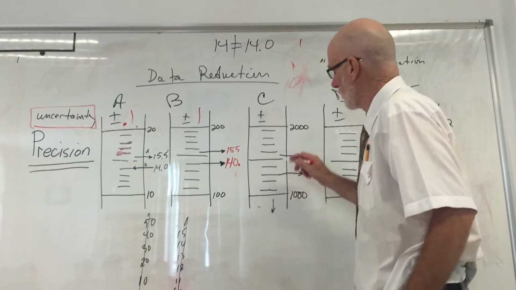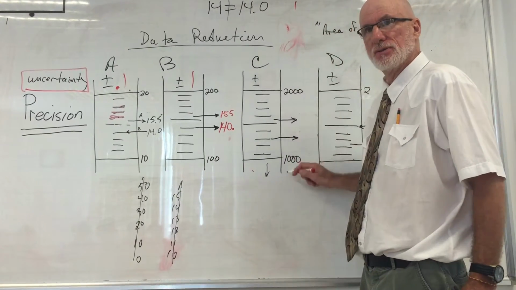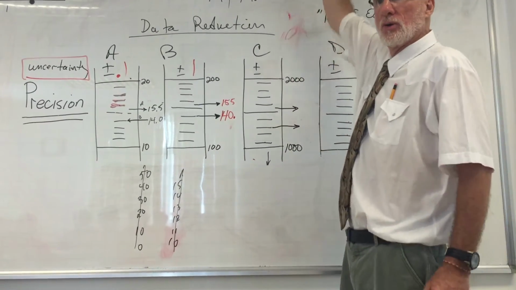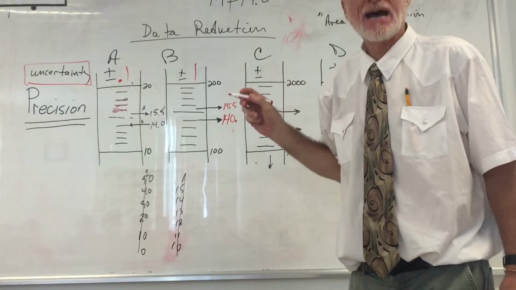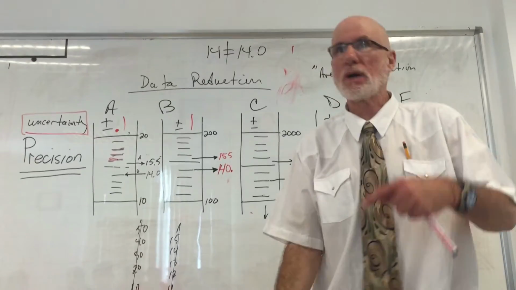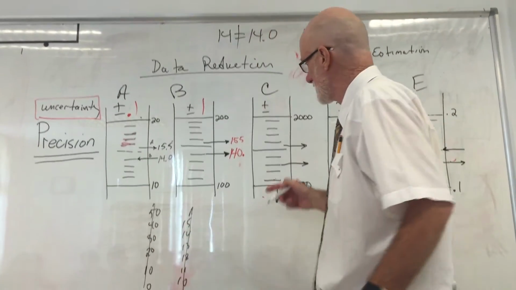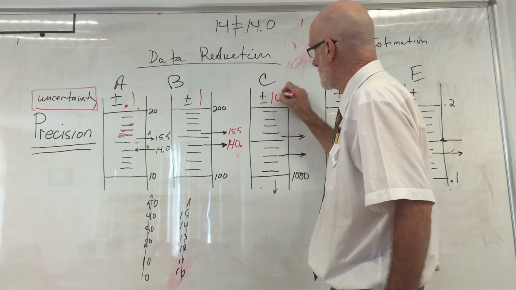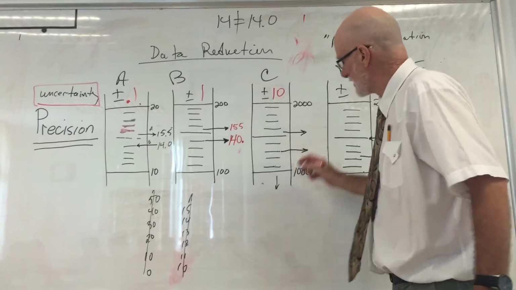Okay, fine. So what's this one? Thousands. 2,000, 3,000. Oh, so what place value is changing? Thousands. What's this one? Hundreds. Good. What's one less than hundreds? Tens. So the precision is tens, right? What's this value here?